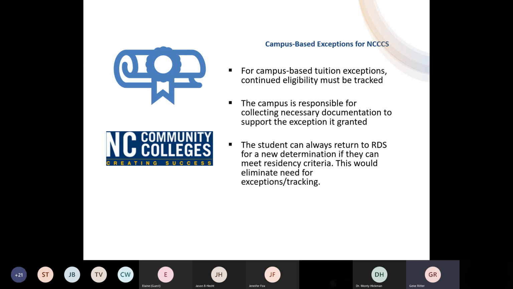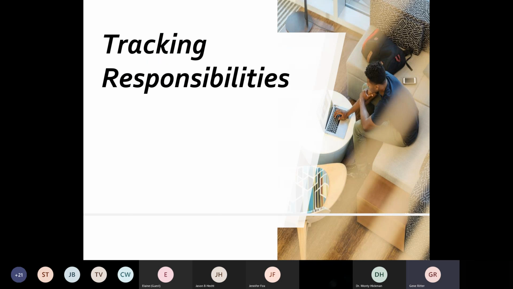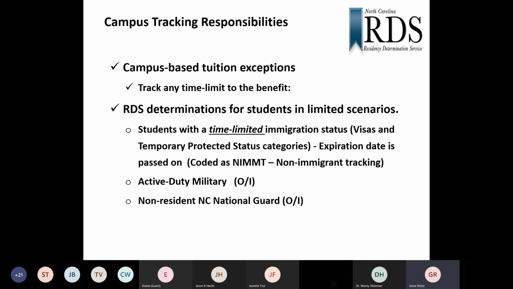For those campus-based tuition exceptions, if it has an eligibility time requirement, you have to track that. Again, look at end dating those exception types and reviewing them. If you make any kind of campus decision, you need to collect any documentation to show why it was granted when they're an out-of-state student. Especially if they've been there for a while, you can always ask them to return to RDS for a new determination if we think they can meet the criteria now. This way it would eliminate your having to track all of that. Any one of those benefits is time limited, so you have to track it.